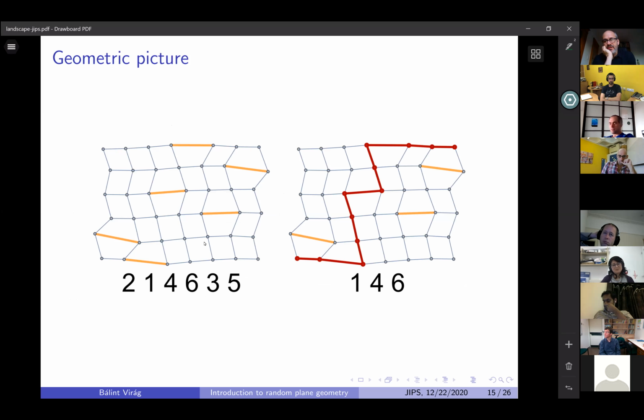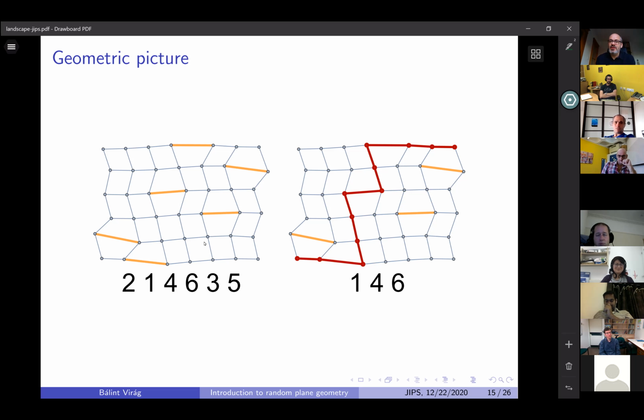So here is what a random permutation looks like geometrically. This is one way to present it geometrically, right? You have the permutation 2, 1, 4, 6, 3, 5, and you take a grid and represent it by making certain edges in the grid longer. So you see in the first column I made edge number 2 longer because of the first number 2. Then in the second column I made edge number 1 longer. In the third column I made edge number 4 longer, then 6, then 3, then 5. See that? So this is a geometric representation of this random permutation.